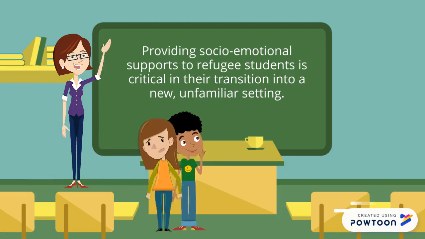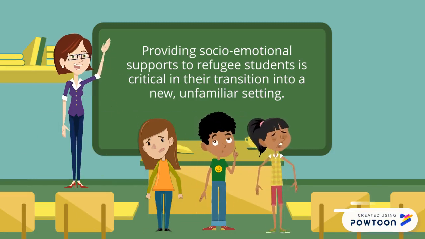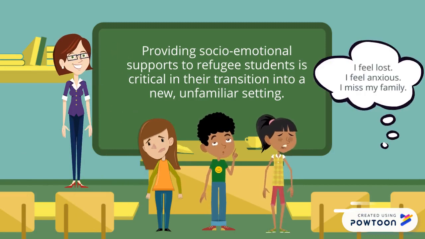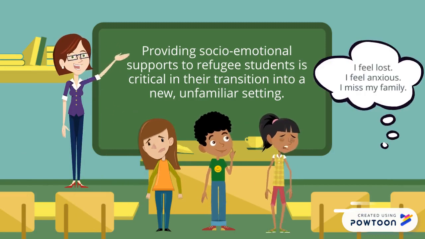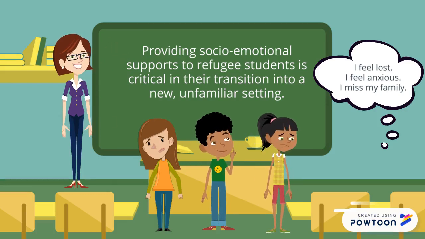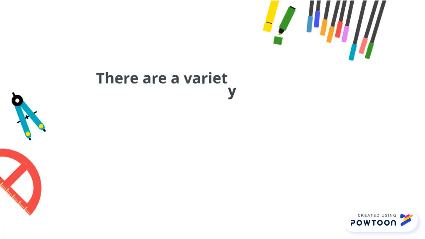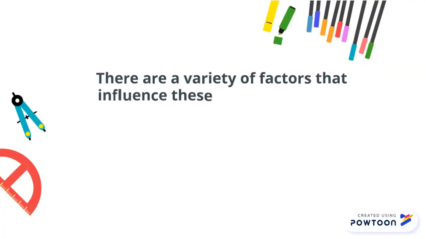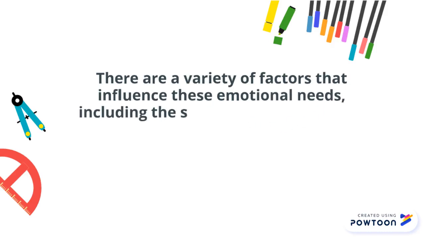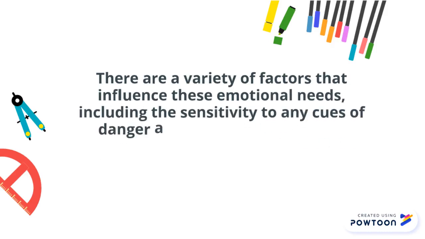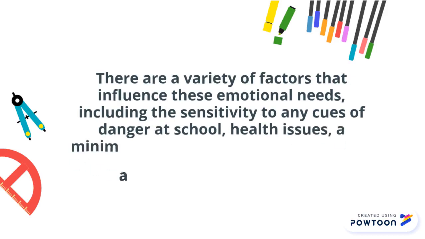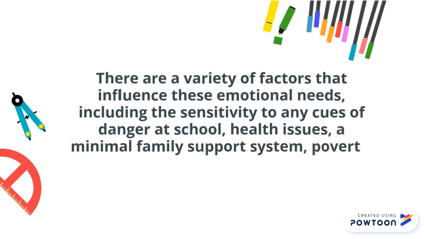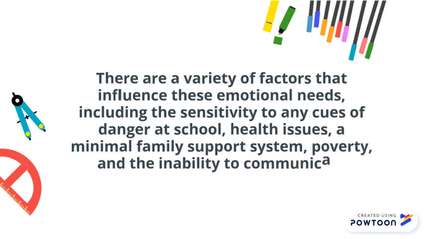Providing socio-emotional supports for refugee students is critical in their transition into a new, unfamiliar setting. Many of these students have had to deal with a significant amount of loss, grief, and stress, and typically require more complex emotional needs than other students in the classroom. There are a variety of factors that influence these emotional needs, including the sensitivity to any cues of danger at school, health issues, a minimal family support system, poverty, and the inability to communicate effectively in the English language.